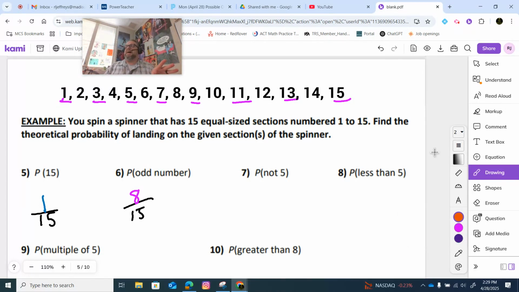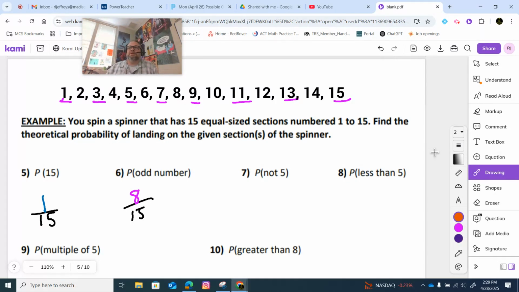All right. Not 5. Everybody is invited to the party except for number 5. Number 5 is like Fregley from Diary of a Wimpy Kid. If you know that movie or book series, you know what I'm talking about. Yes.